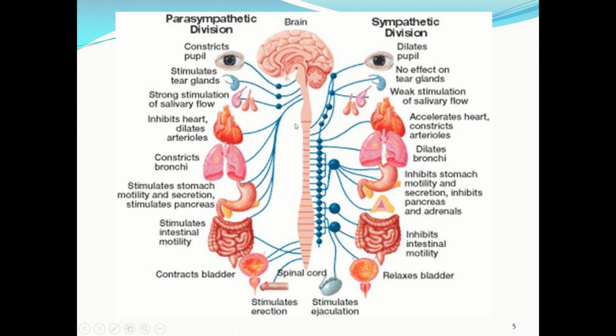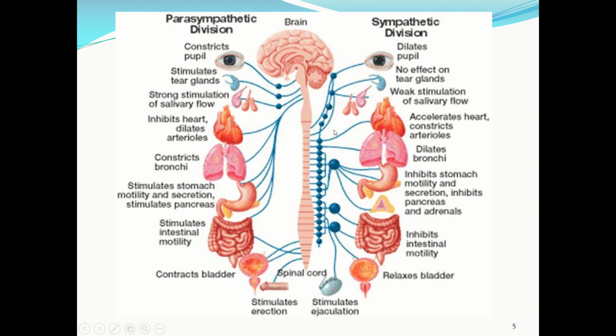And then as far as the organs are concerned, the parasympathetic division will inhibit the heart, and so keep you at a regulated heartbeat. It will dilate your arterioles. It will constrict your bronchi, so slower breathing. It will stimulate stomach motility and secretion, stimulate the pancreas, and stimulate intestinal mobility. So this is going to be all very effective for your digestion. It's also going to contract your bladder so you can go urinate.